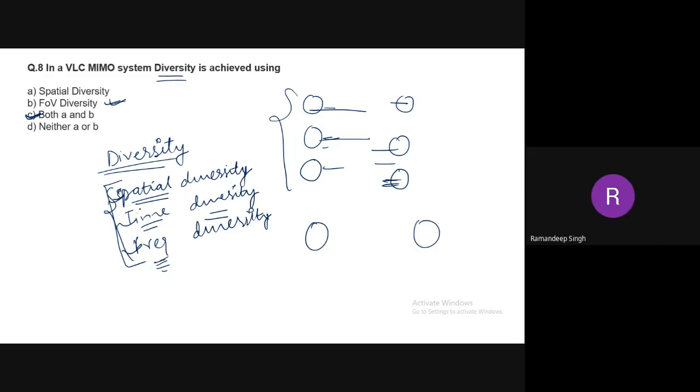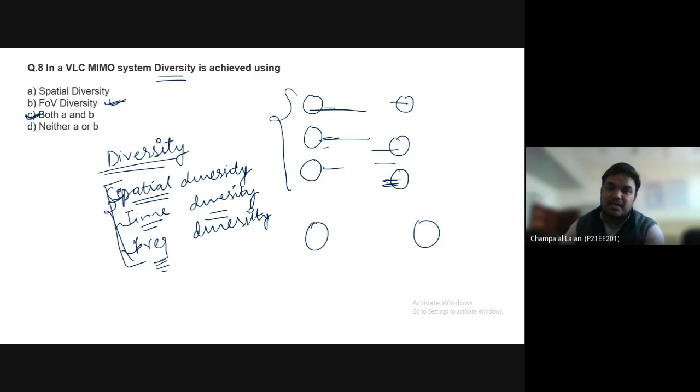Out of these three, which is more common, or which is more effective? Spatial diversity is more common and more in use. Okay.